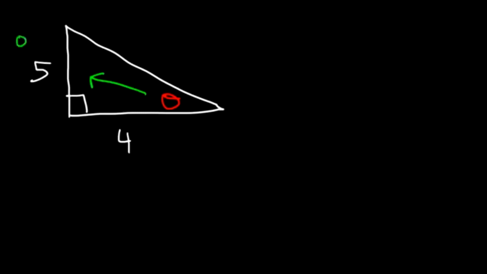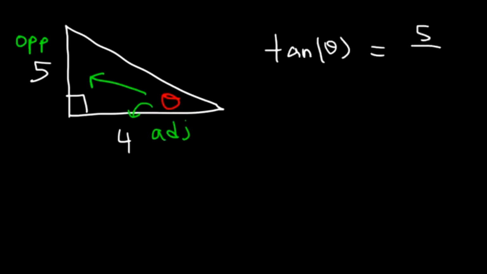Now let's work on another problem. So this time we need to find the angle theta, and we're given these two sides. So 5 is opposite to the angle, and 4 is adjacent to it. So what trig function can relate theta, 4, and 5? We know tangent is opposite over adjacent. So tangent of the angle theta is equal to the opposite side, which is 5, divided by the adjacent side, 4. So how can we find the value of the angle theta?